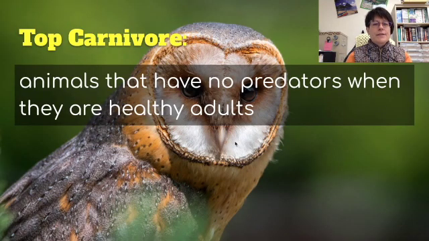And then at the very top is the top carnivore. These are animals that have no predators when they're healthy adults, like this barn owl. It is a tertiary consumer and it has no predators.